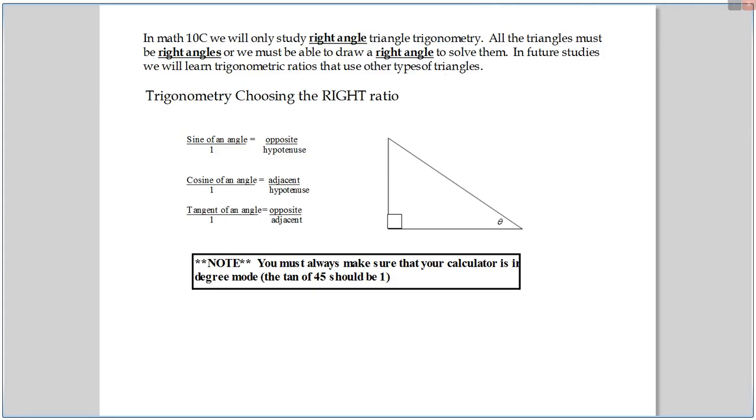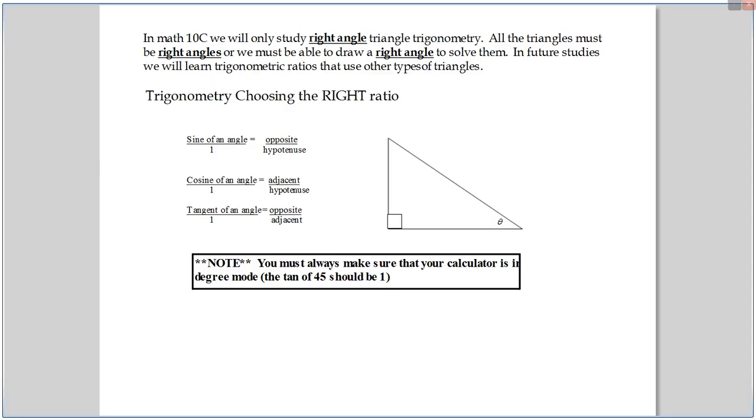In Math 10C, we will only study the right angle triangle of trig. Okay? In grade 11 and grade 12, if you take Math 20 and Math 30, you'll learn that trigonometry is actually the study of a circle, and that'll come in the next couple courses. But in Math 10, we really just focus on the right triangle so that you get a good foundation. Now all the triangles must be right angles, or we must be able to draw a right triangle to solve them. So in future studies we will learn trig ratios that use other types of triangles and other shapes like circles.